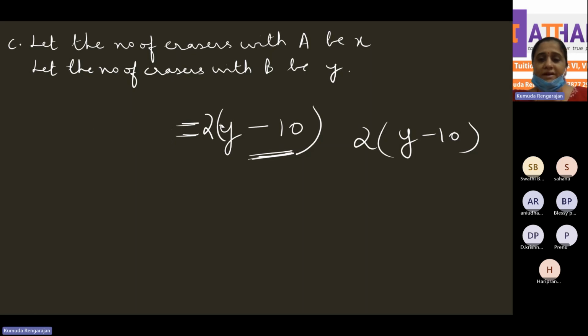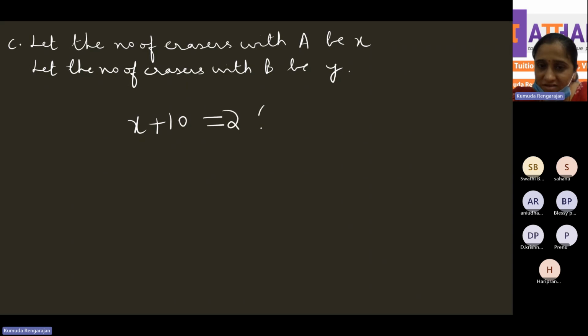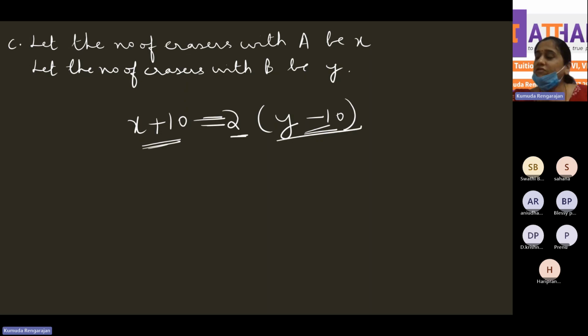So see here, I'll write it again. After receiving 10 from B, A will have X plus 10, correct? Now A says, I will have twice what is left with you. 2 times what is left with you. What is left with him? He has Y, but he's given away 10, right? So Y minus 10 is left with him. 2 times that, 2 into Y minus 10. Now read this. A has twice what is left with B.